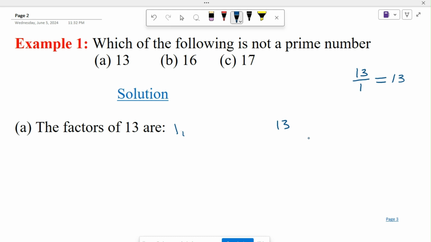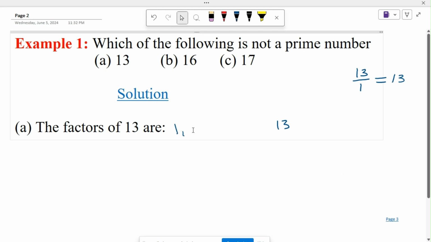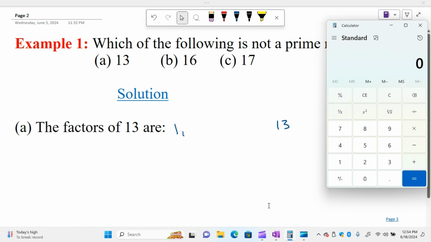As you can see, like I told you, if you divide a number by another number, and the outcome you have is a whole number, then that outcome is also a factor of the original number. That's why I wrote 1 and 13. If I attempt dividing 13 by 2, because after 1 I'm supposed to put 2, I have to check if truly 2 is a factor of 13. So let's attempt that by using this calculator.